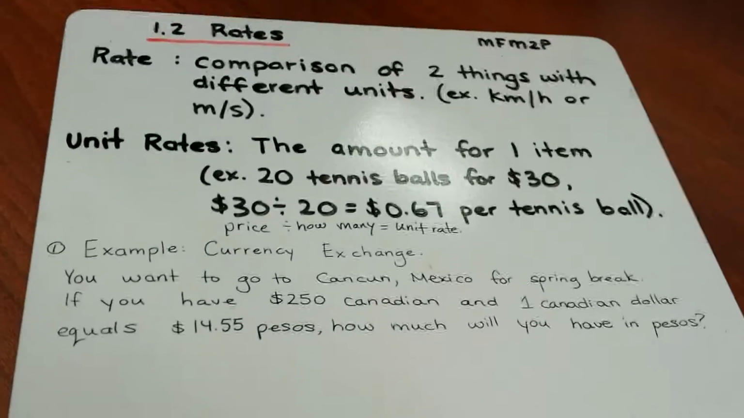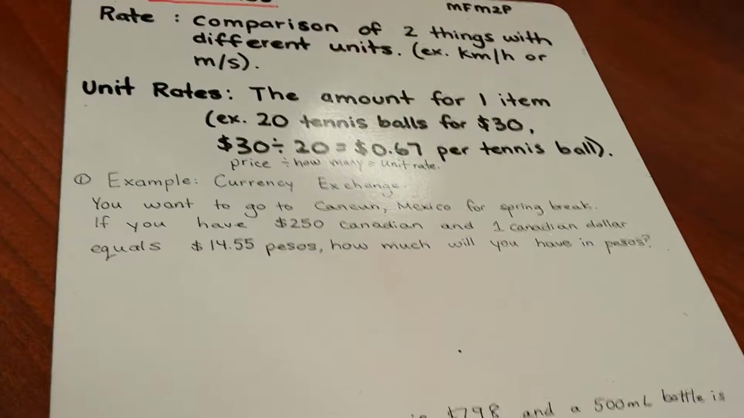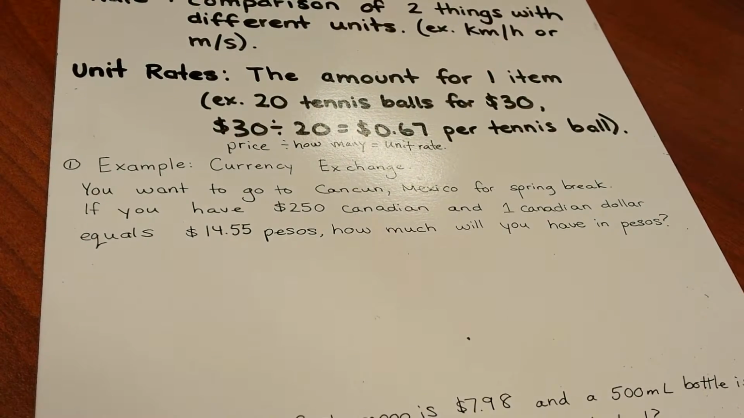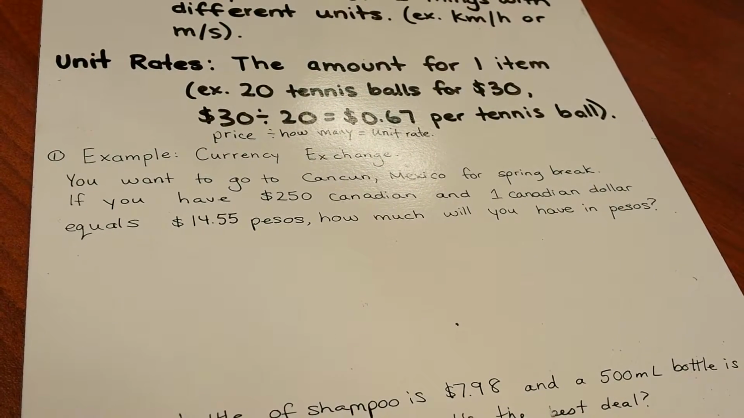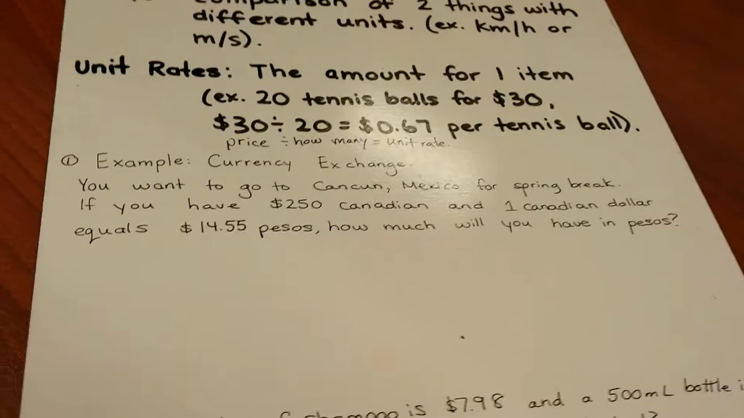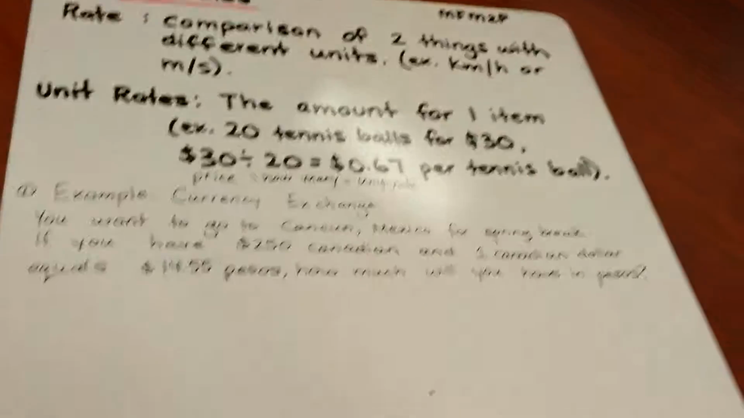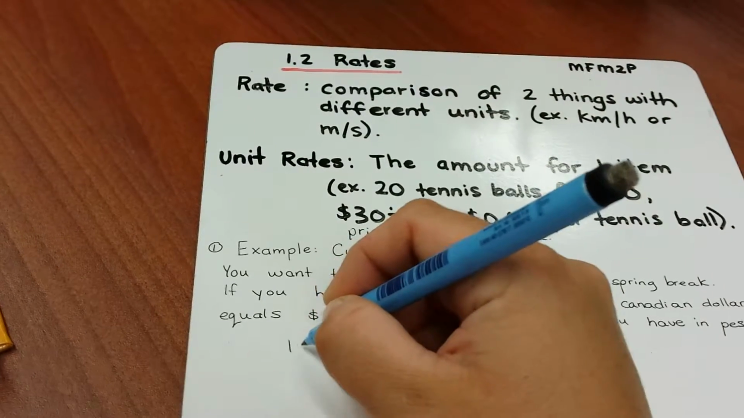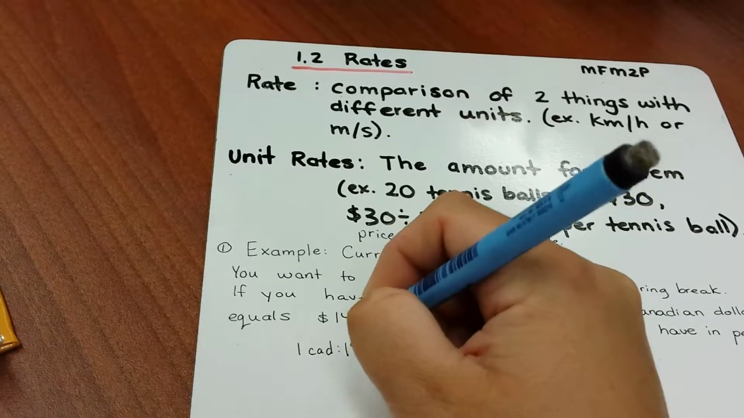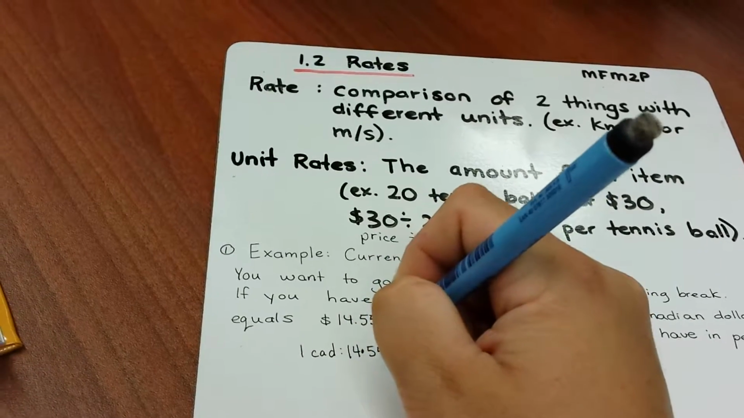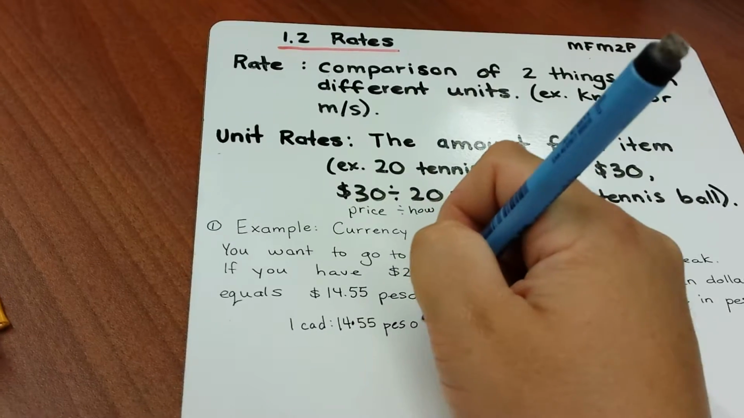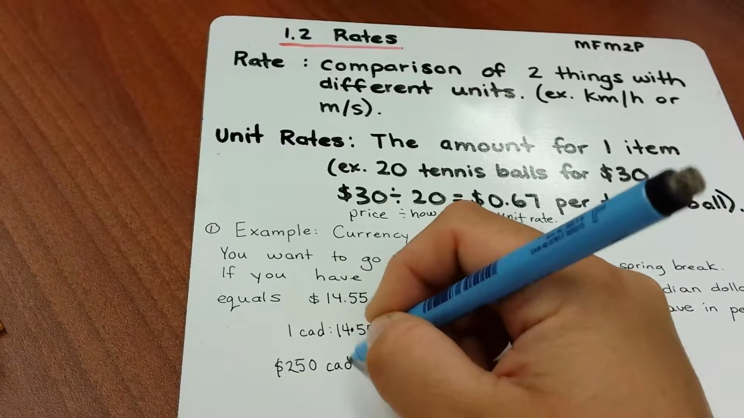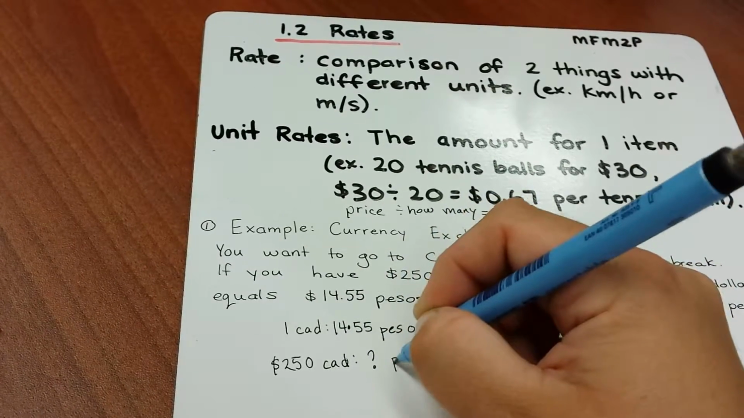Okay, and so if we want to do a couple of examples that use rates, we have one here of the currency exchange. And you want to go to Cancun, Mexico for spring break. If you have $250 Canadian and $1 Canadian dollar is $14.55 in pesos, how much will you have in pesos? So we basically want to make a ratio. So if we have 1 Canadian dollar is like 14.55 in pesos, how much is $250 Canadian in pesos?